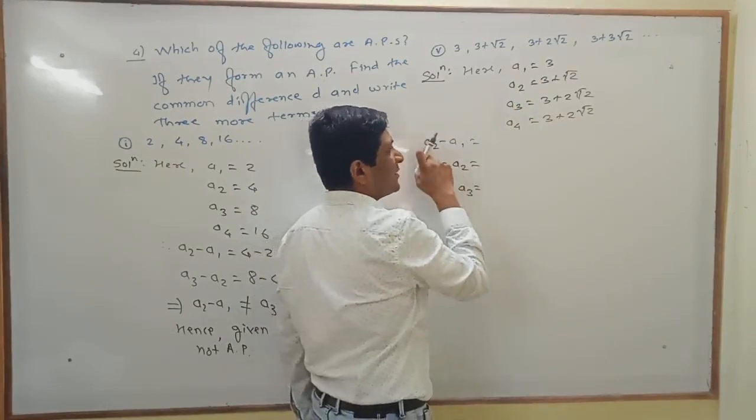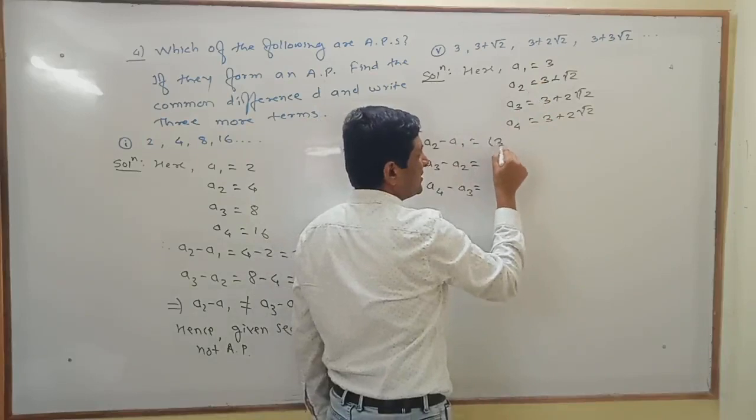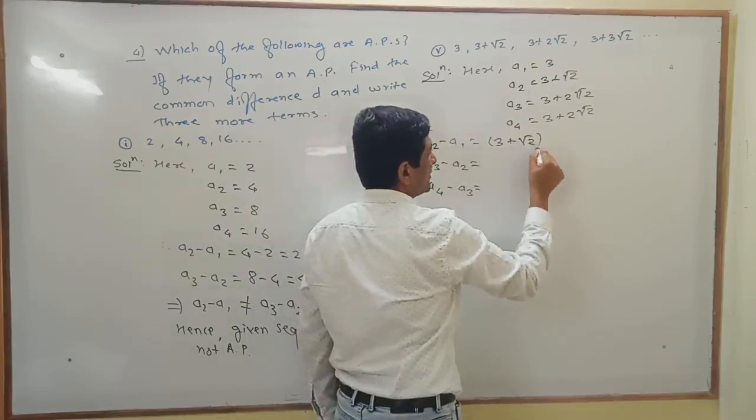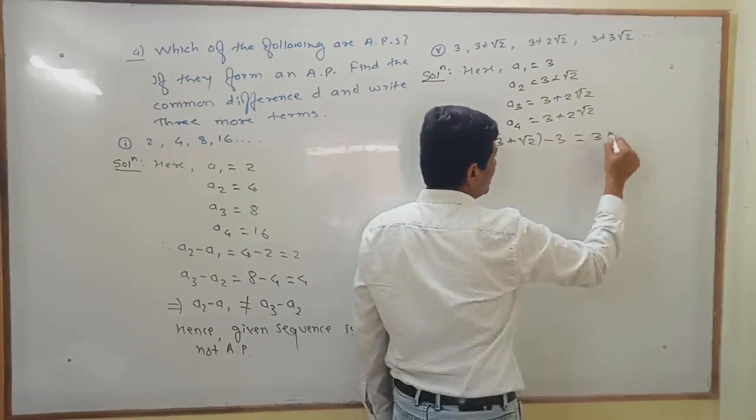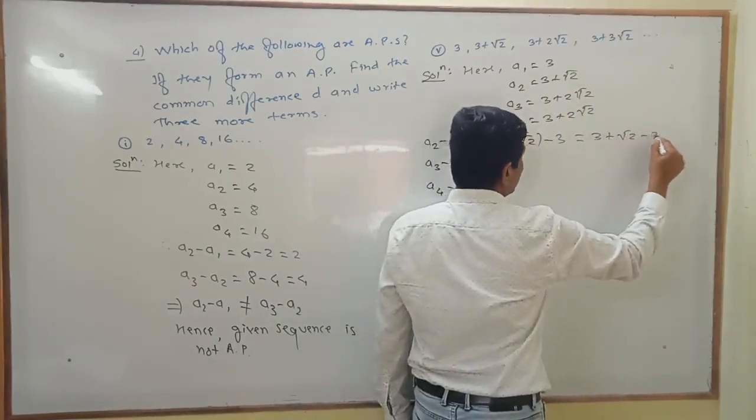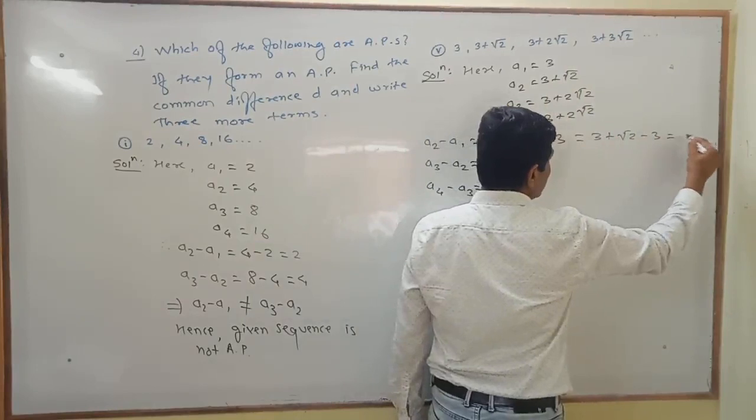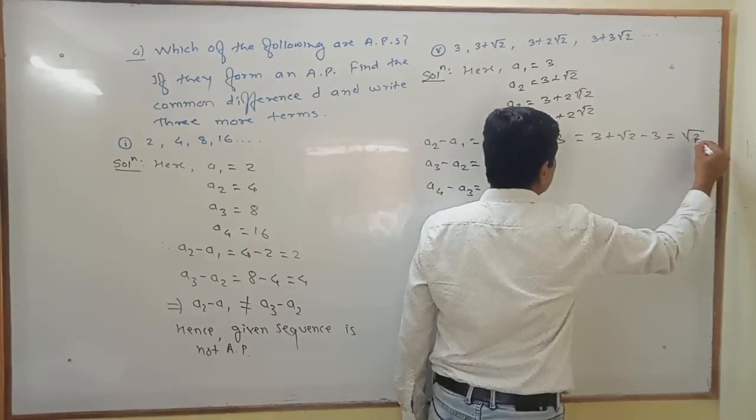So substitute the value. What is the value of A2? 3 plus root 2 minus A1, which is equal to 3. Open the bracket. 3 plus root 2 minus 3. Plus 3 minus 3 will get cancelled, and here the difference will be equal to root 2.